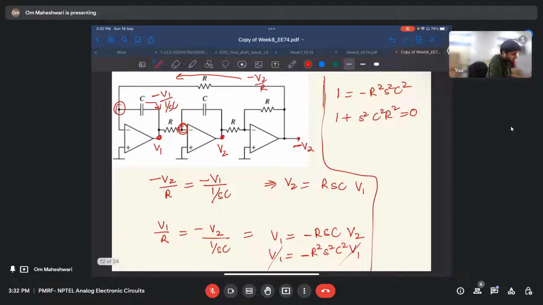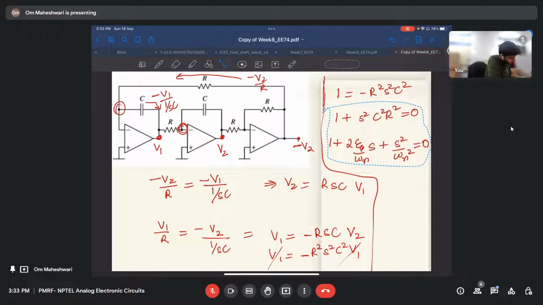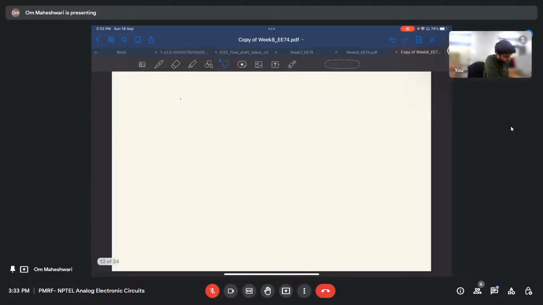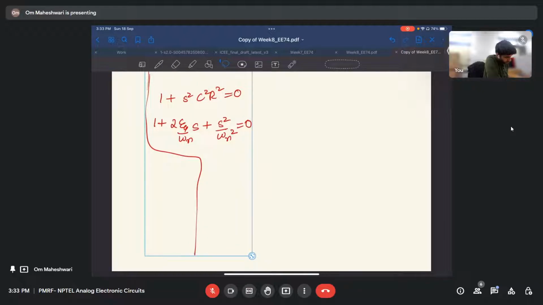If you compare it with the equation for second order systems, if you remember, 1 plus 2 zeta by omega n s plus s square by omega n square equals 0. Let me write it on the next page.